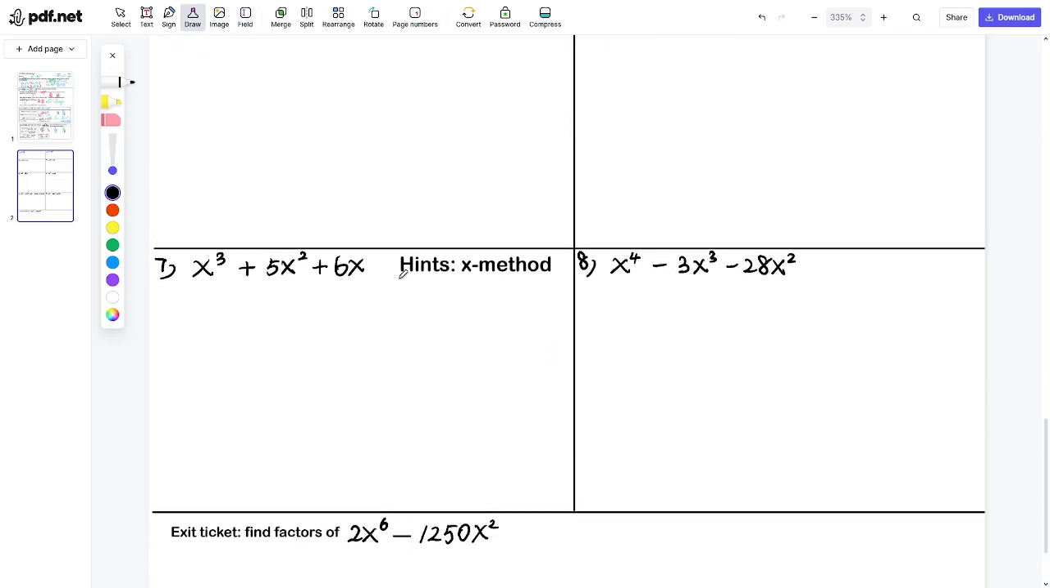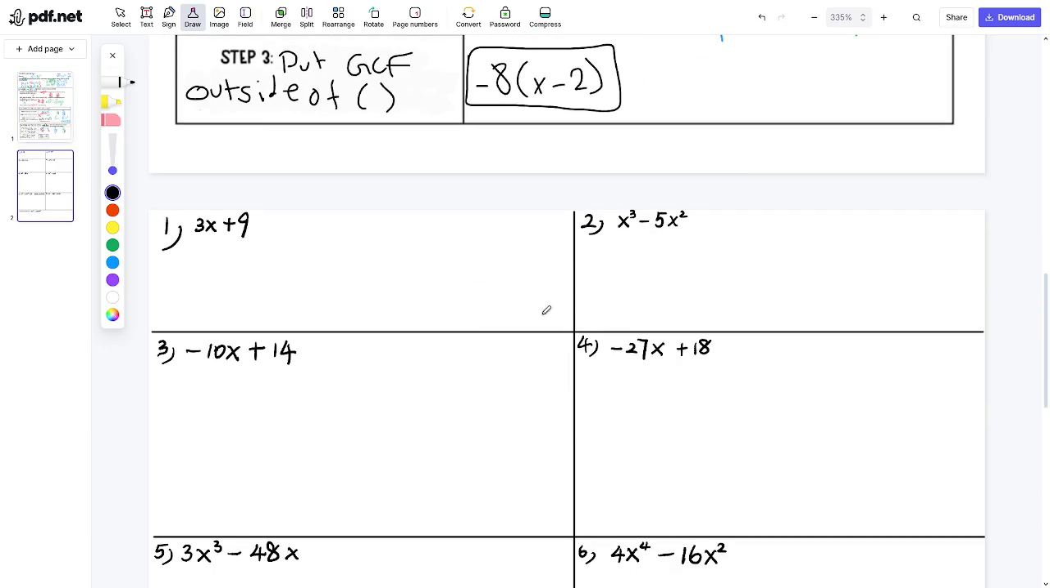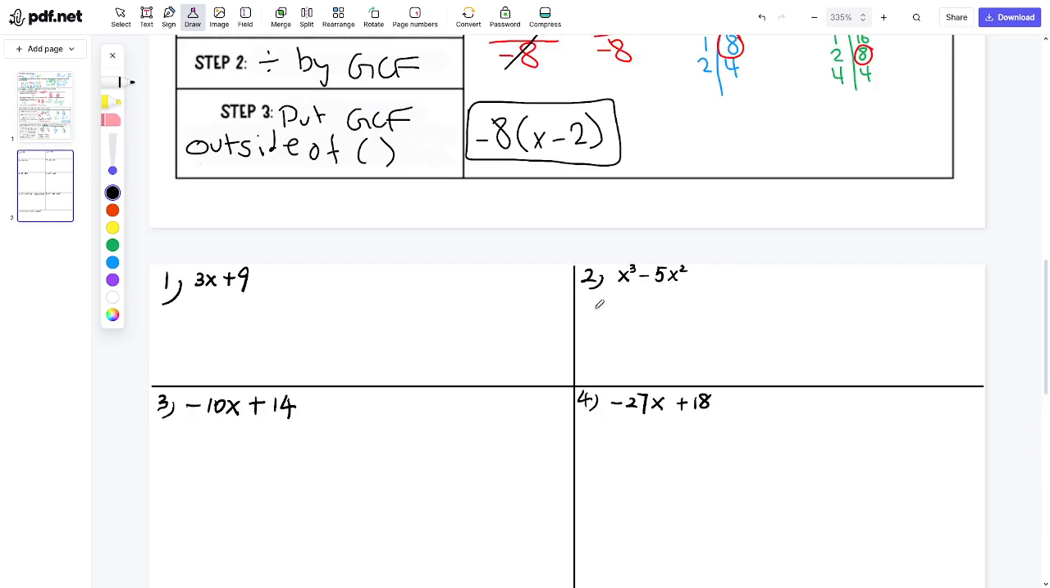And yes, you may have noticed number 7 is an x method. We'll have to do the x method for number 7. I might actually go over that one as well. All right, let's start with number 2.